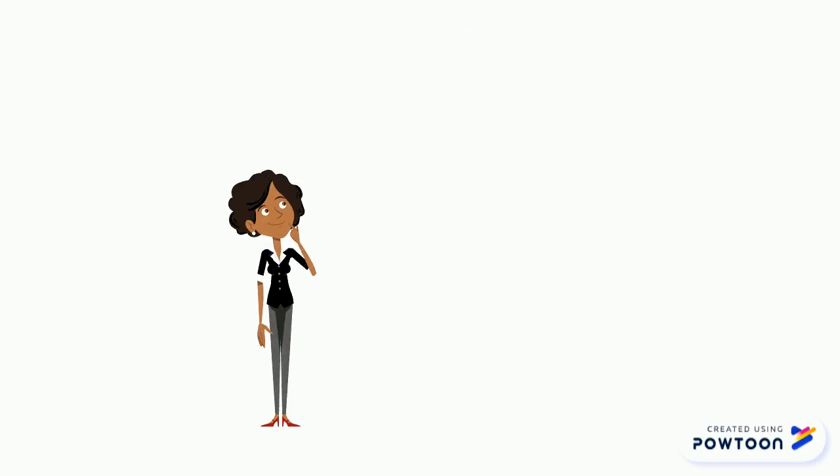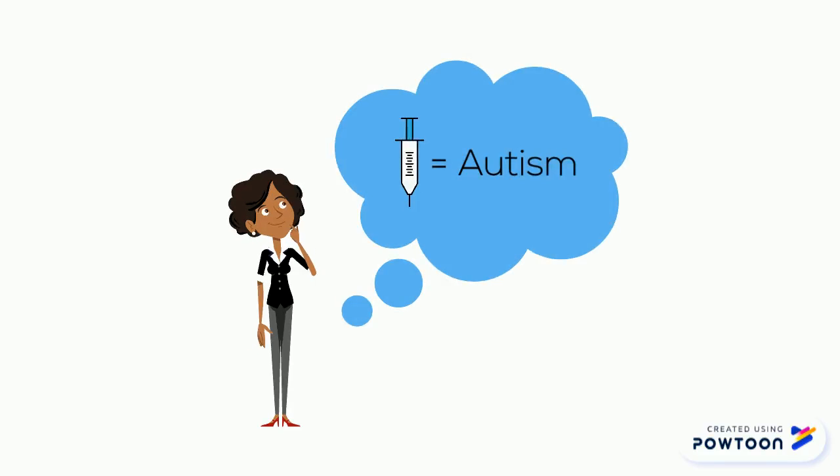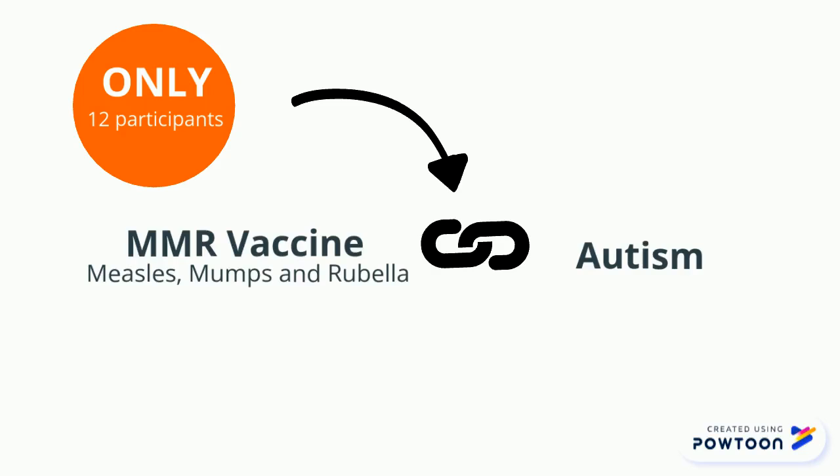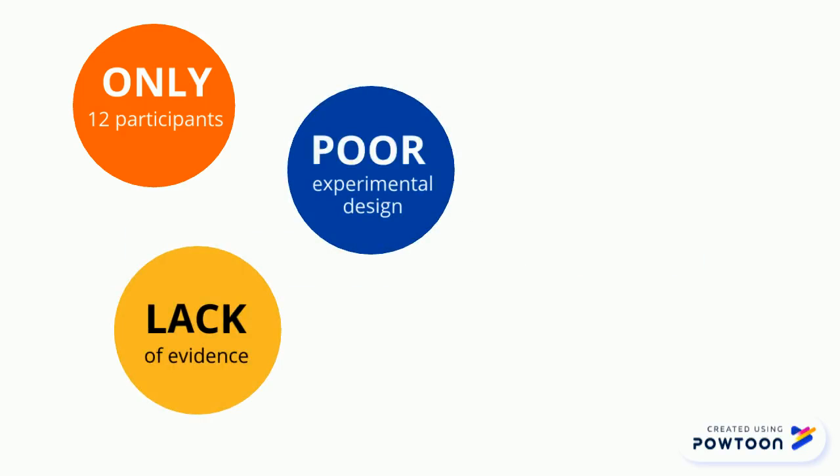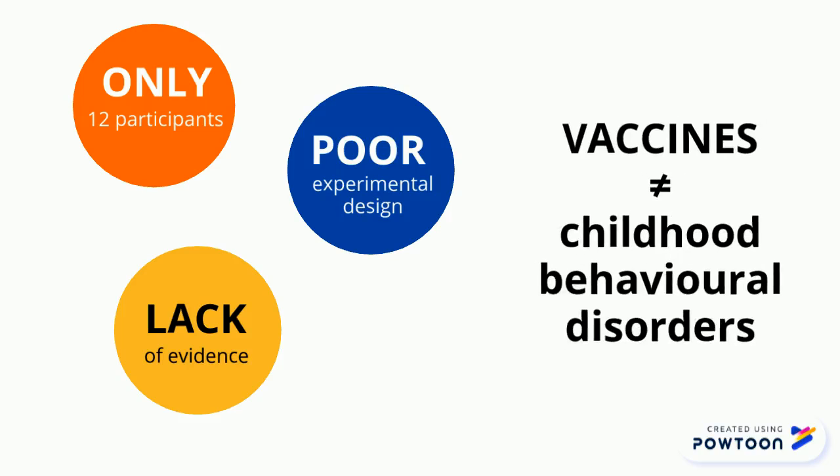Even though there are some who are skeptical and link vaccines to autism, this has been largely disproved. The main study that caused this displaced fear was done with only 12 subjects and linked the MMR vaccine to autism, MMR standing for mumps, measles, and rubella. Since then, the study has been debunked due to lack of evidence and inappropriate experimental design, and recent investigations have found no link between vaccines and any childhood behavioral disorders.